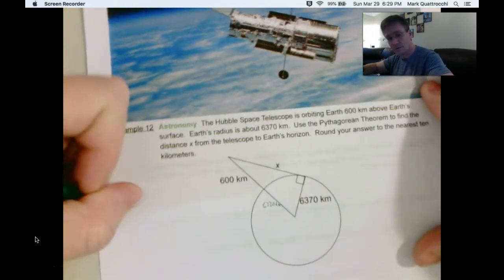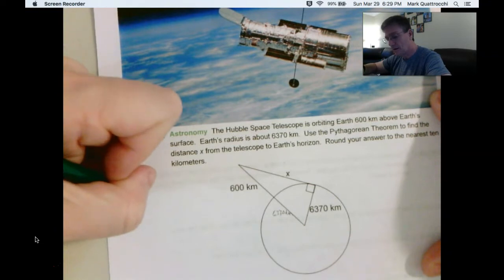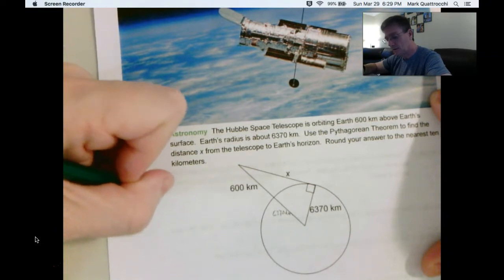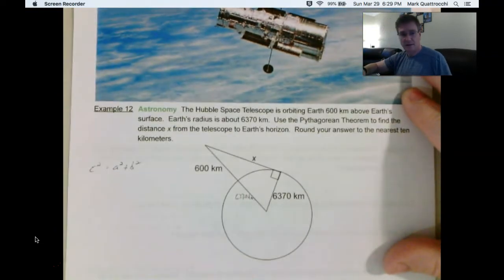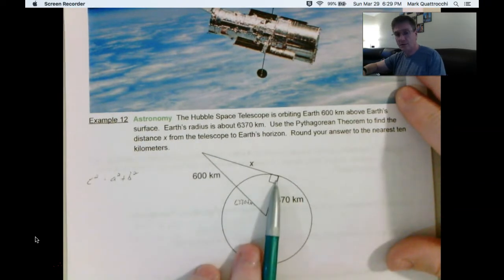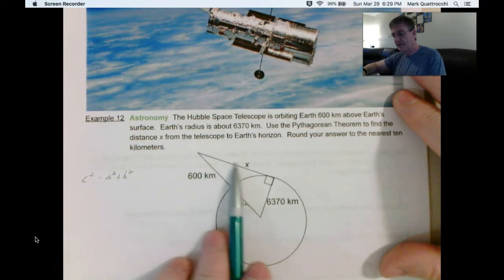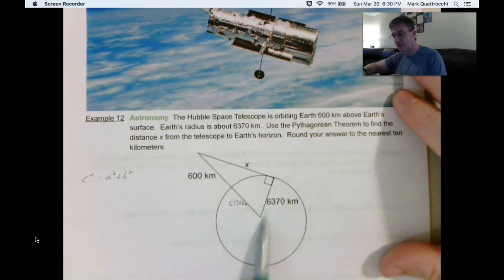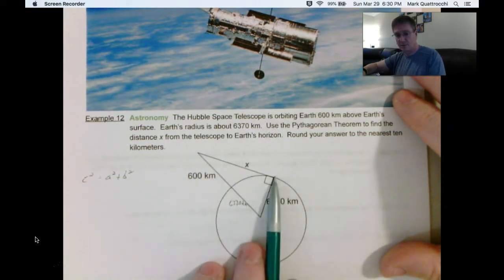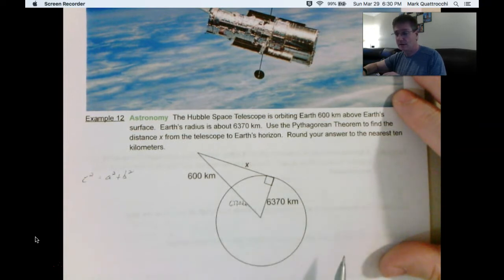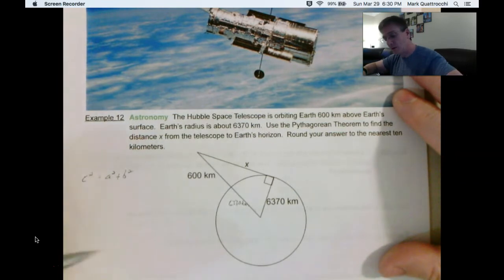So c squared equals a squared plus b squared. It's an equal sign here because we're going to learn when we cover our unit on circles that this line here is tangent to the Earth, and a radius to a tangent at the point of tangency forms a right angle. So that's something we're going to learn in chapter 10.